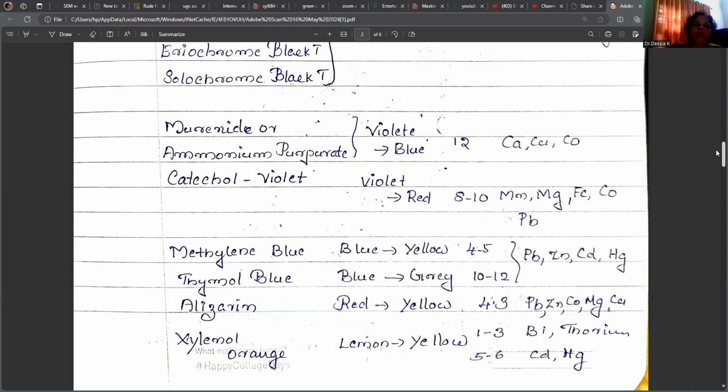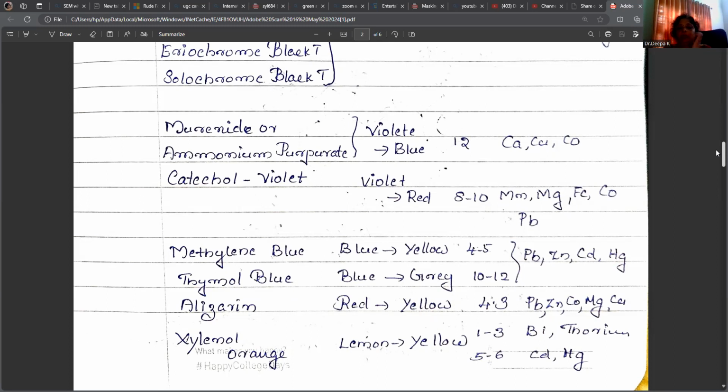Methylene blue is another indicator which works in the acidic pH, 4 to 5, and the color changes from blue to yellow. Lead, zinc, cadmium, and mercury can be detected. At the same time, thymol blue, which works in a basic pH range, 10 to 12, with a color change of blue to gray, can also be used to estimate the presence of lead, zinc, cadmium, and mercury.